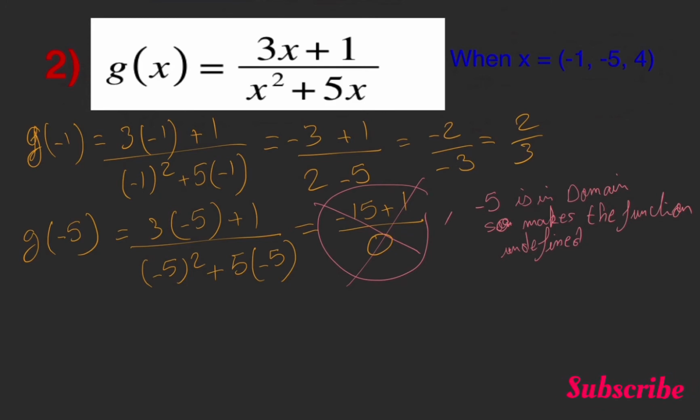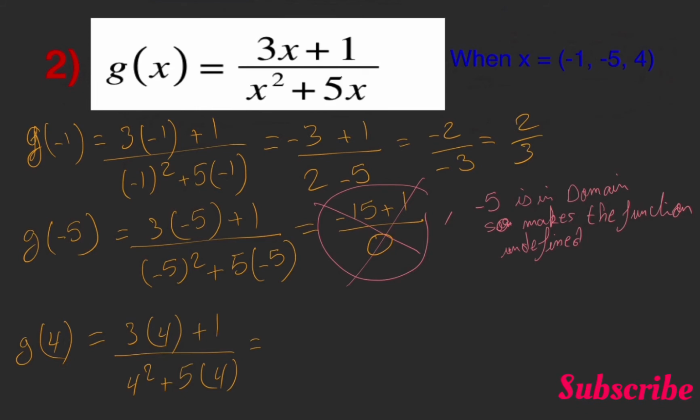So let's find g of 4, which is 3 times 4 plus 1 over 4 squared plus 5 times 4, which is 13 over 16 plus 20, which is 36. This is the value we get when evaluating g of x when x is equal to 4.